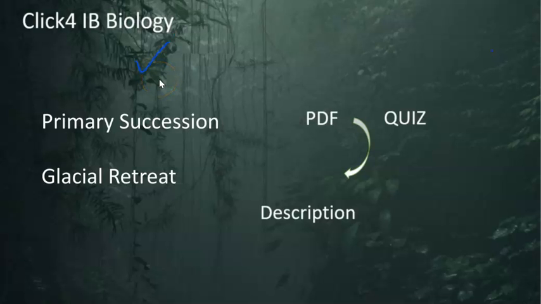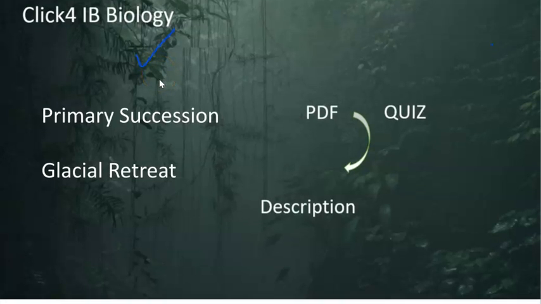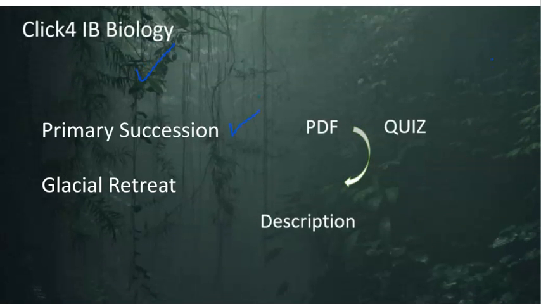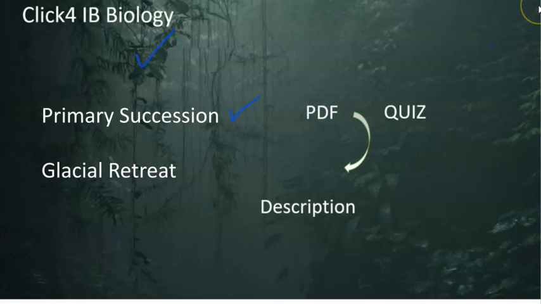Click for IB Biology. We're looking at the concept of primary succession within the topic of environmental stability and change. And this is very much an example of change over time. The example that we're going to look at is of glacial retreat.